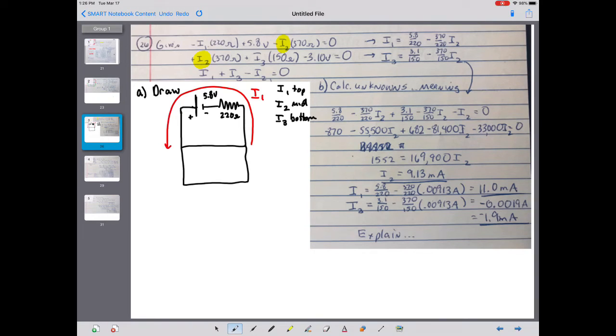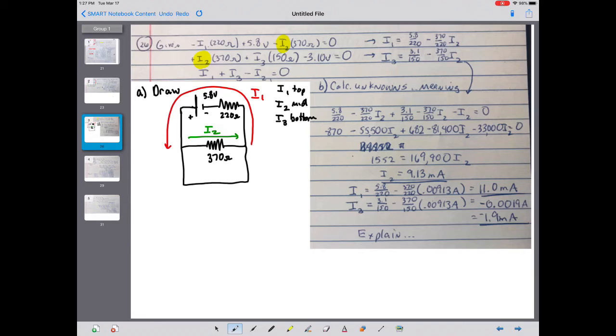Now I need to go down to the center branch and put in a 370 ohm resistor. So I'm going to take out a little chunk there, put in a resistor here of 370 ohms, specify the direction of I2. In the equation, I need I2, it'd be a negative I2 times 370. So doing the loop rule across here, I would need that I2 going toward the right.